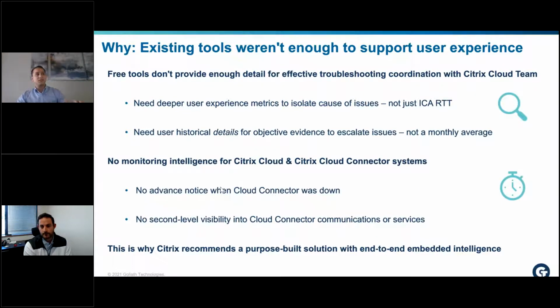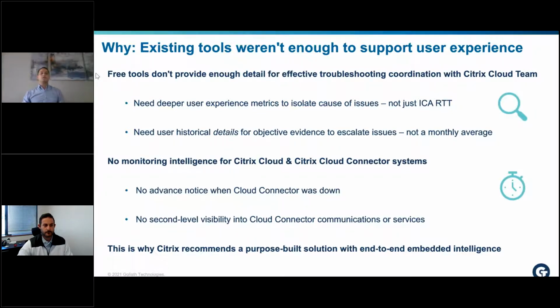What's more, you also need that information historically, because many times when you're escalating an issue or you realize you have a pattern of complaints, it's too late to have actual detailed evidence of that. Retaining that in detail so that it's available is almost the only way to put in place real fixes. In addition, there is no detailed monitoring intelligence for Citrix Cloud Connector or Citrix Cloud. So there was no ability to get notice about underlying conditions impacting the health of Citrix Cloud Connector services or communication, and no notification in advance if it actually went down altogether.